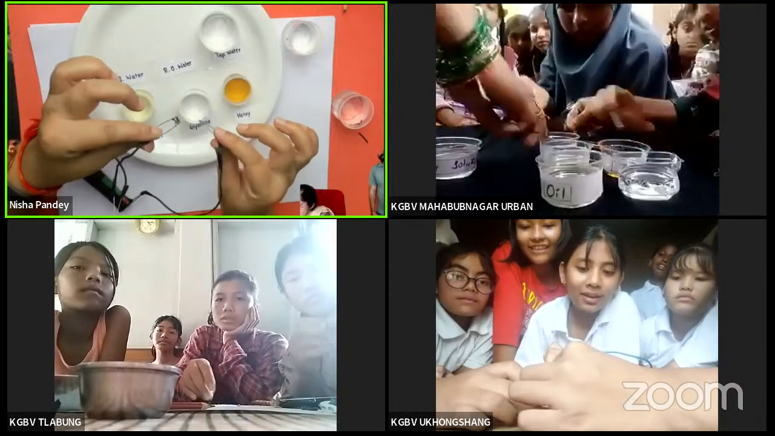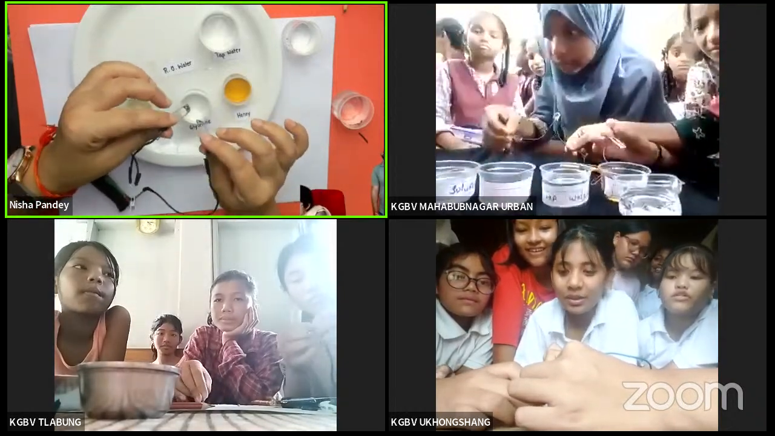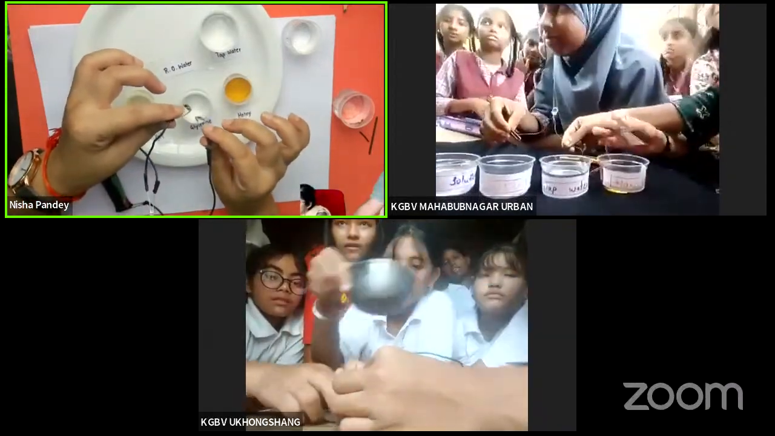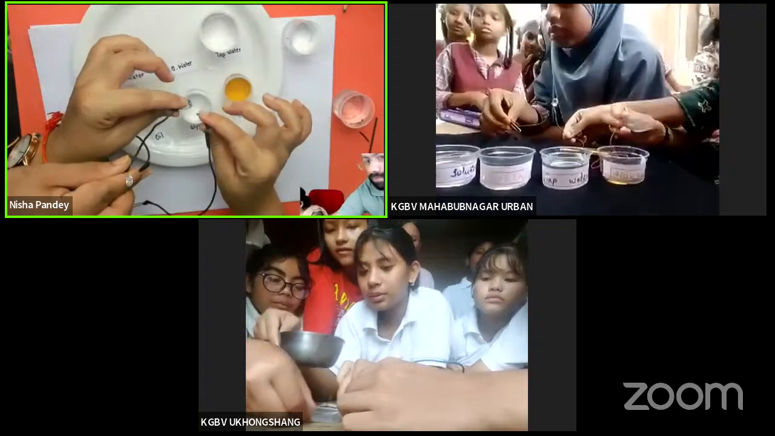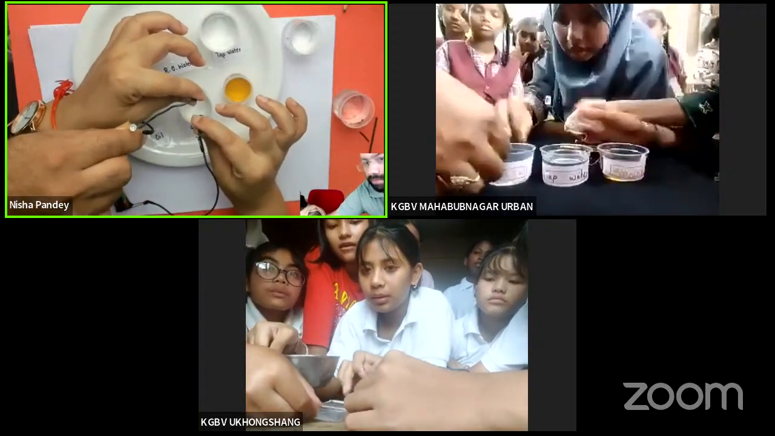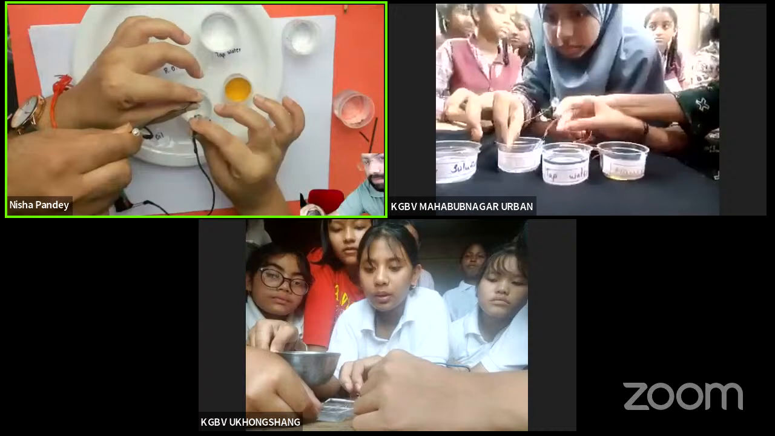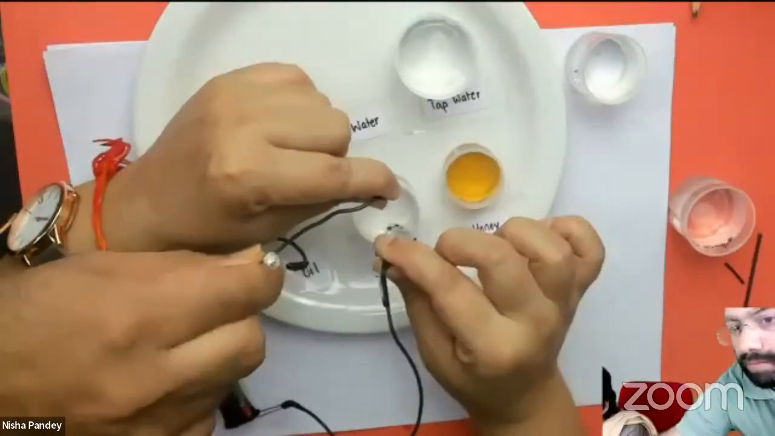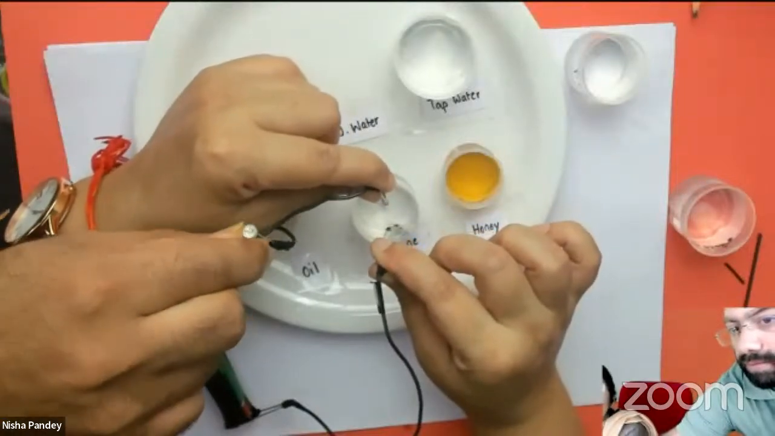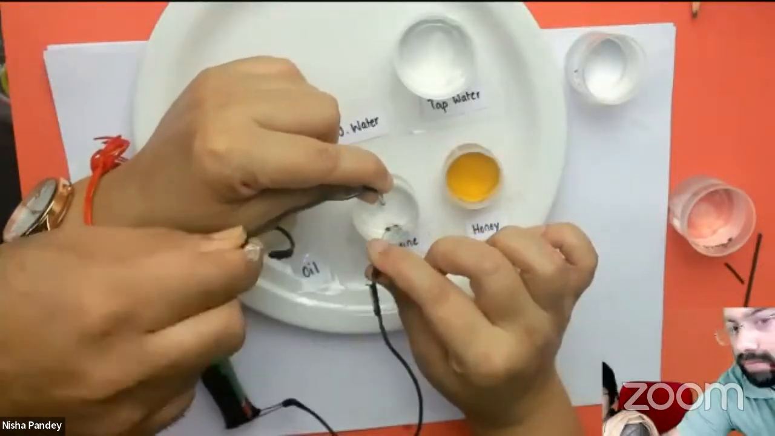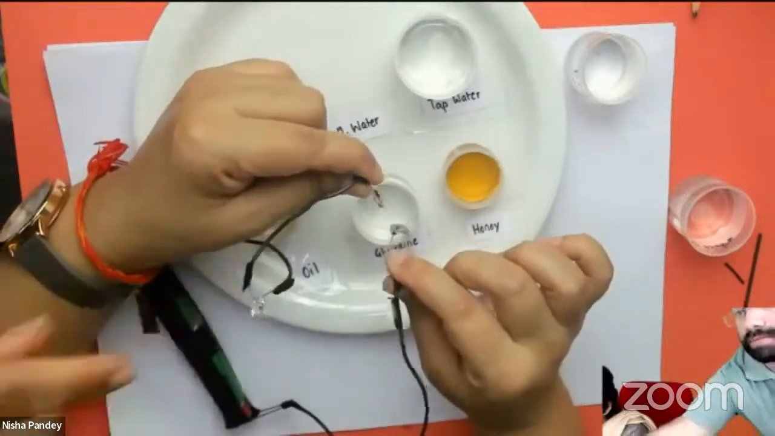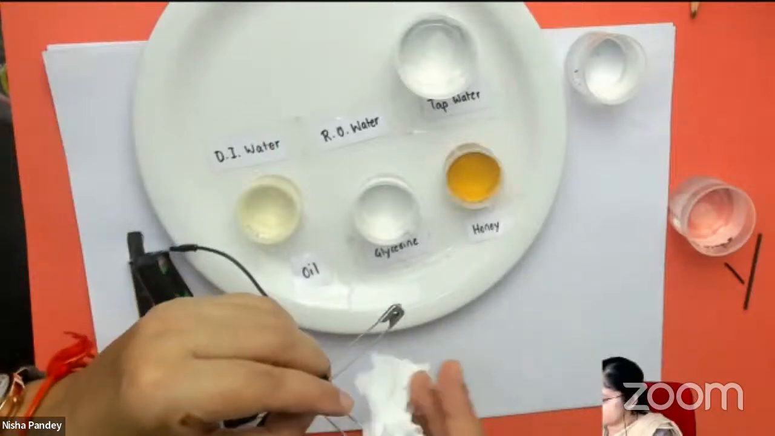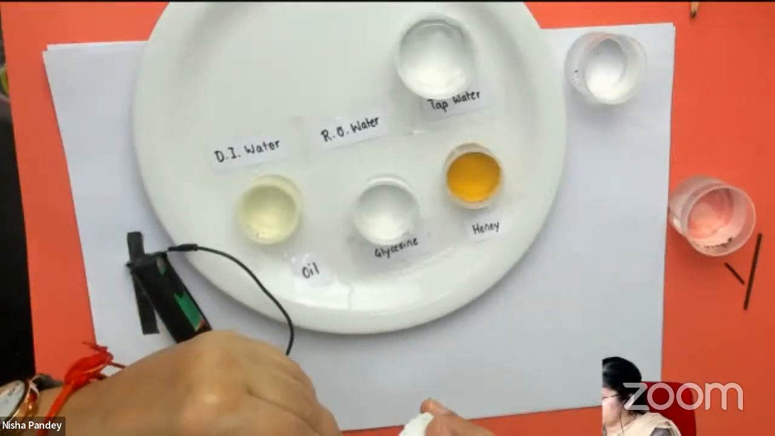Okay, very nice. So this is glycerine. We use glycerine in laboratories, and also in some cosmetics. In glycerine also the LED is not glowing. So we can say that oil and glycerine are not good conductors. They are not conductors of electricity, right?